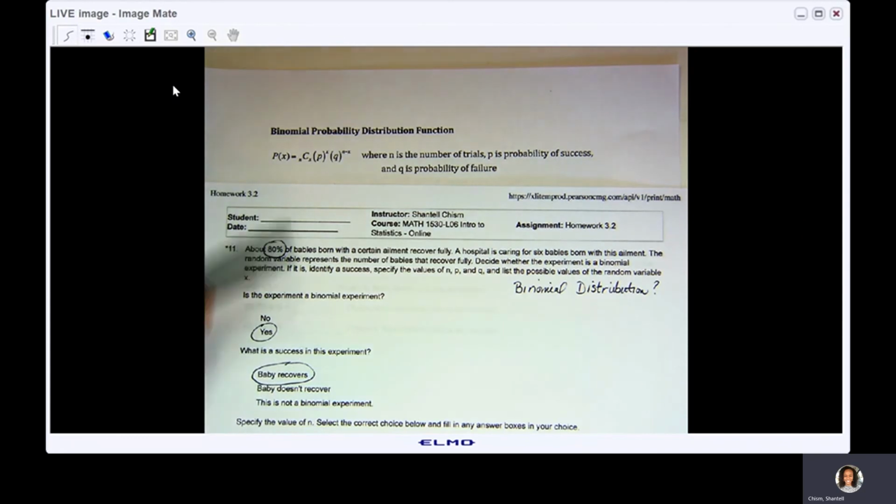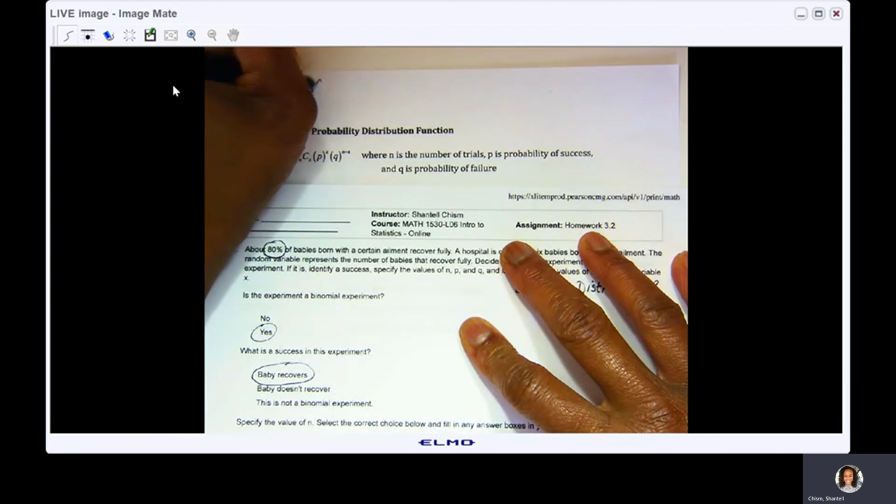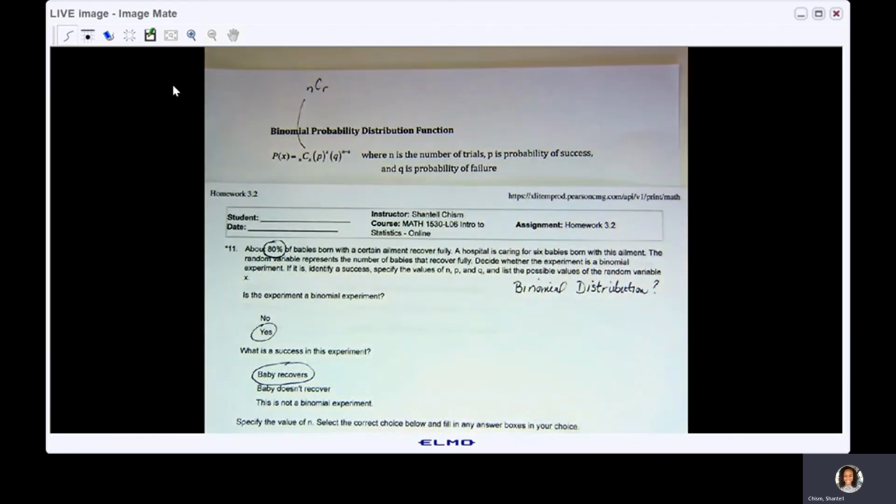Now this n choose x, I want you to understand that that is the same thing as n choose r, okay? r and x are interchangeable. So you may see nCr, you may see nCx, and that is if you're using the formula. So we'll be looking at some probabilities now.